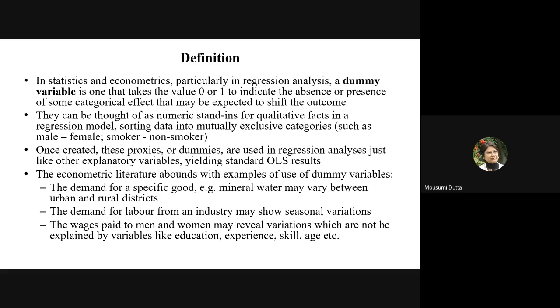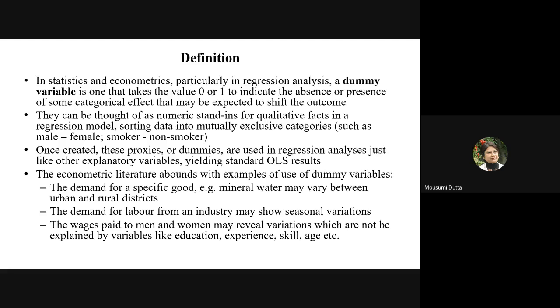These things are already discussed in statistics and economics, particularly in regression analysis. A dummy variable is one that takes the value 0 or 1 to indicate the absence or presence of some categorical effect that may be expected to shift the outcome. In other words, a dummy variable is a binary variable. The way we are constructing the dummy variable, it has two levels.